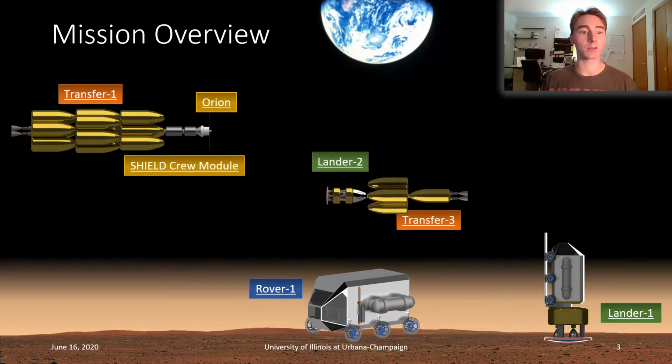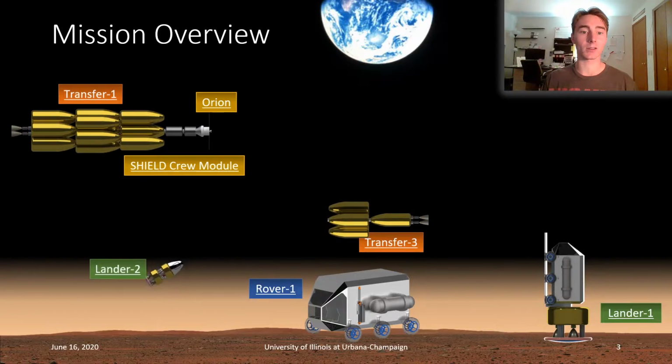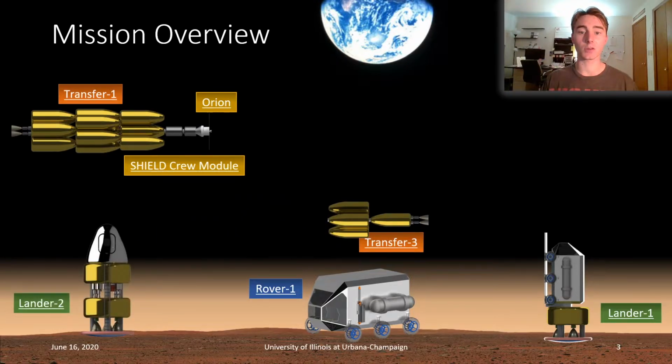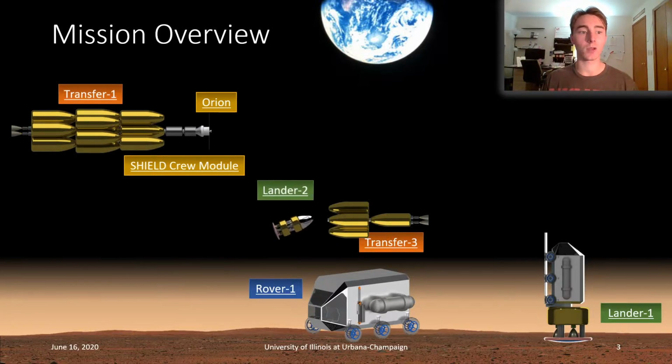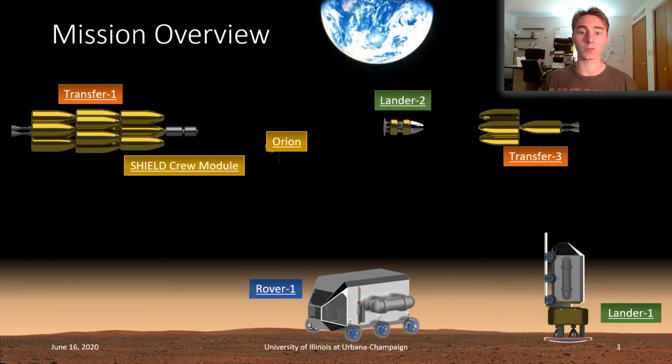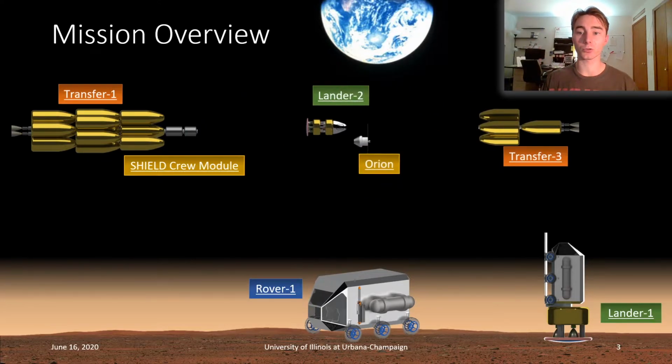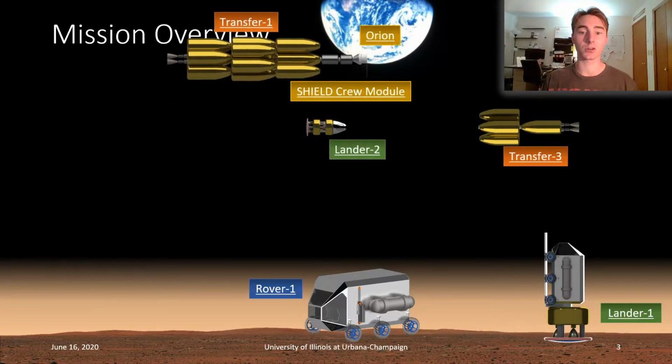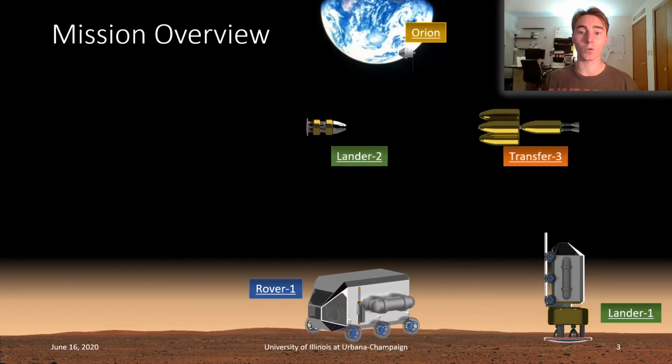Lander 2 then carries the crew to the surface. Upon landing, the crew will begin the 30-day surface mission and use the rover to collect soil samples. Once the surface mission is complete, Lander 2 takes the crew and their samples back to Transfer 3, which then rendezvous with Transfer 1. Orion retrieves the crew from Lander 2 and returns them to the SHIELD crew module. Transfer 1 then delivers the crew back to Earth, and Orion is used to re-enter Earth's atmosphere. Transfer 1 and the SHIELD crew module are discarded into interplanetary space.